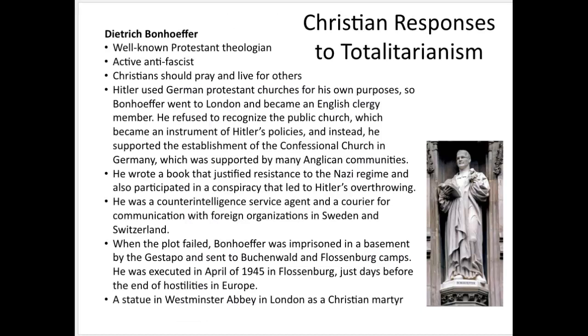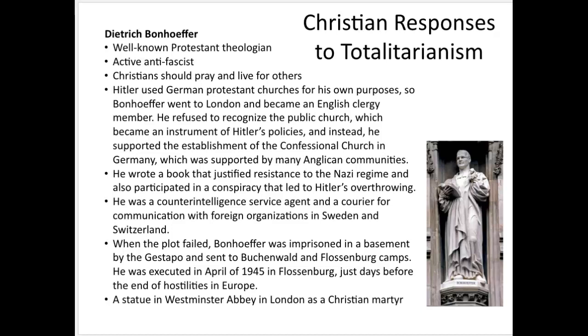Bonhoeffer was a Protestant theologian, an active anti-fascist. He believed that Christians should pray and live for others. Hitler had used the Protestant churches for his own purposes. So Bonhoeffer went to London and became an English clergy member. He refused to recognize the public church, which was Hitler's church. And instead, he supported the Confessing Church in Germany, which was supported by many Anglican communities and was seen as not a Nazi church. And he wrote a book that justified resistance to the Nazi regime as a moral reason that you should go against the Nazis.